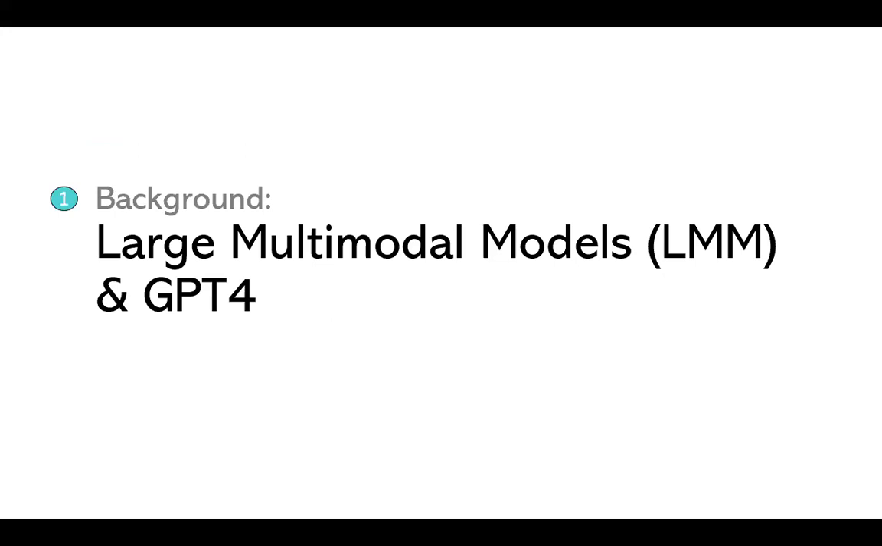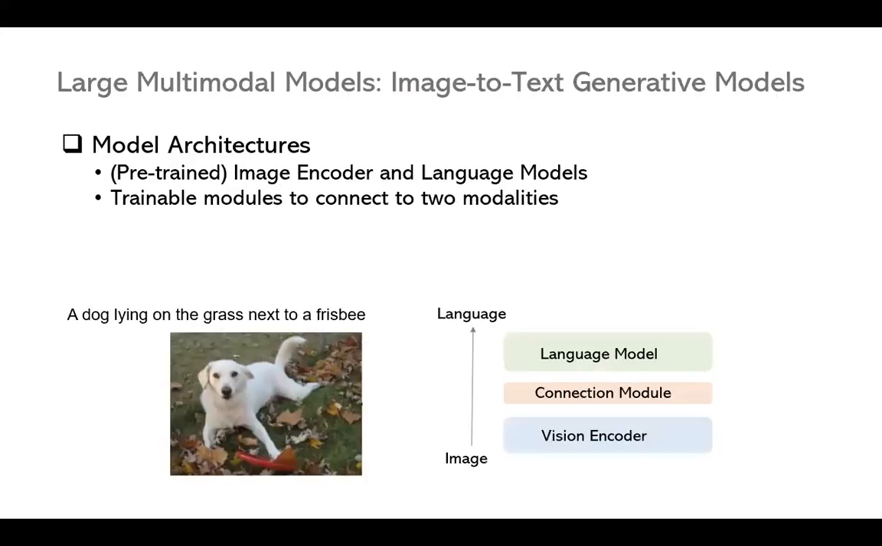Okay, let's start with the first part. The existing large models in the multi-modal space, I think most of them share two things. One is a model architecture. The other one is a training objective. In terms of the model architecture, I think there are three parts, including the vision encoder, the language model, and optionally, we may build some trainable connection modules to connect the vision part and the language part. At the end of the day, what these models are doing is to input the image and decode it, or convert the image into a text sequence.